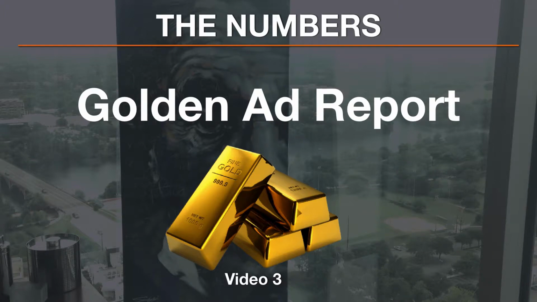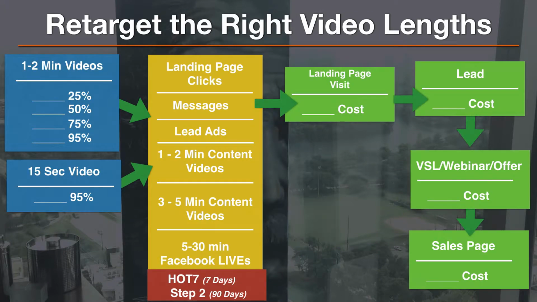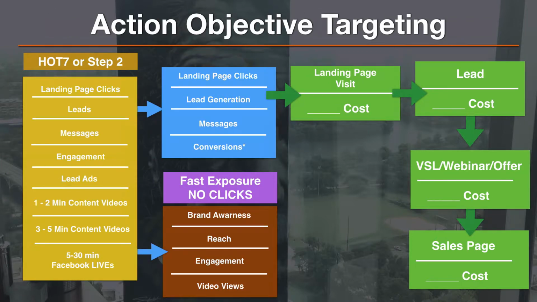Now we're into video 3 of the Golden Ad Report. Essentially, now that you understand the concept, which I know many of you already did, here's the visual concept of taking these video views or top of funnel, running into a mid funnel, which is a hot 7 or a step 2, and then of course testing that between the landing page, lead, VSL, sales page, or whatever you have. Maybe it's just strictly e-commerce.